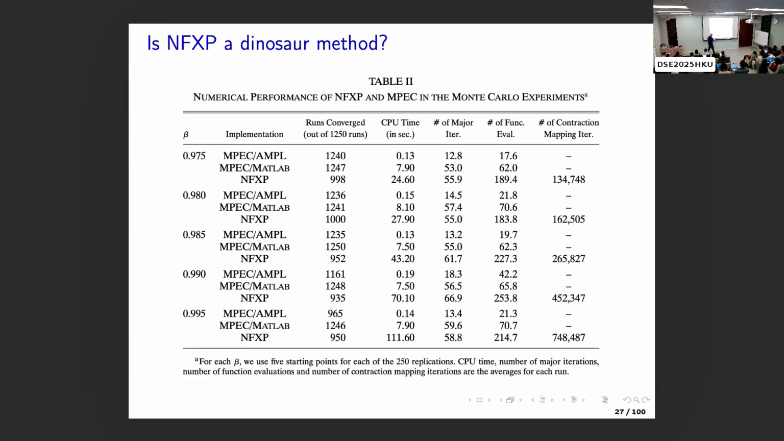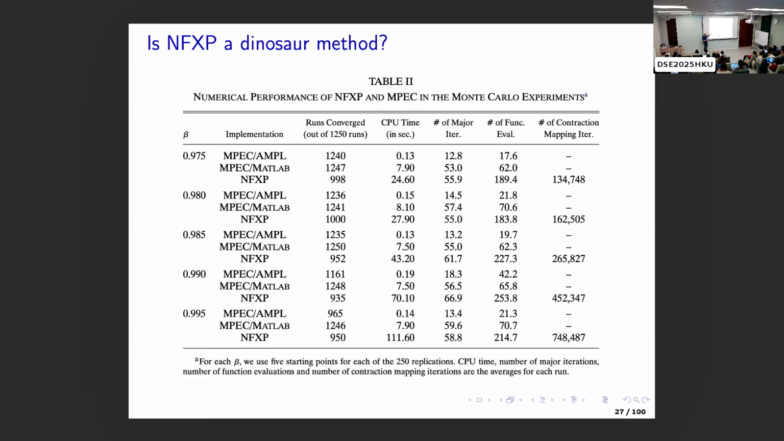Then there's NFXP, not quite as stable. It's much slower, 24 seconds, because you repeatedly solve this again and again for every structural parameter. And then look at this: 134,000 contraction iterations to estimate this model. And it only gets worse, right?